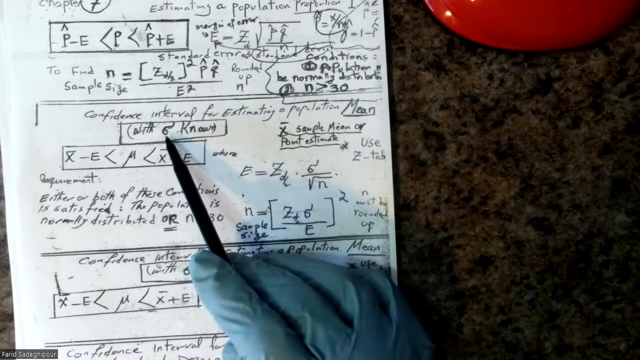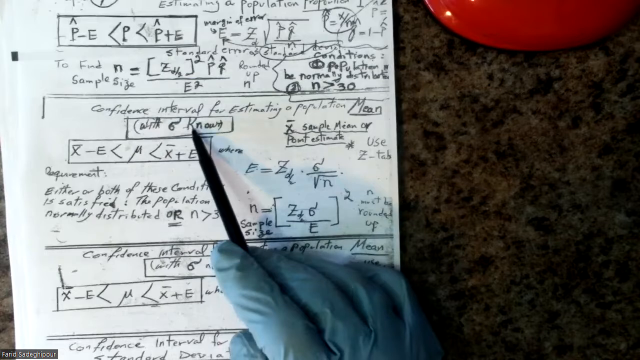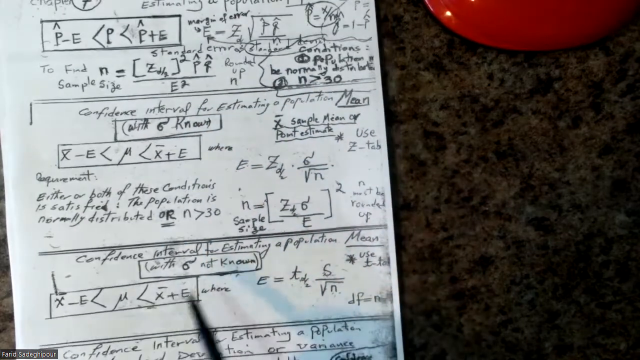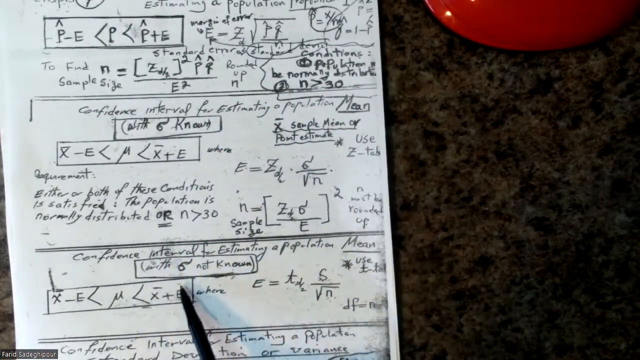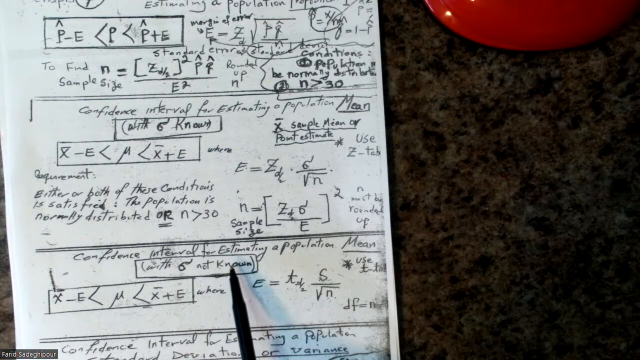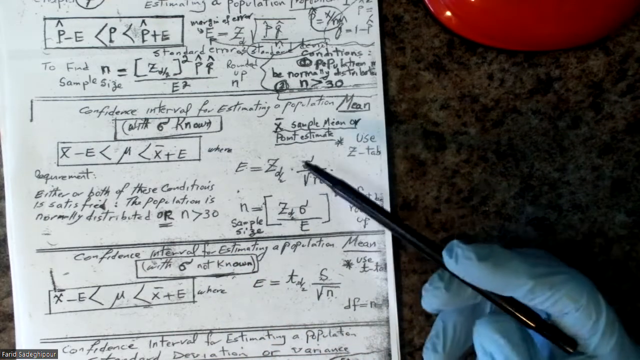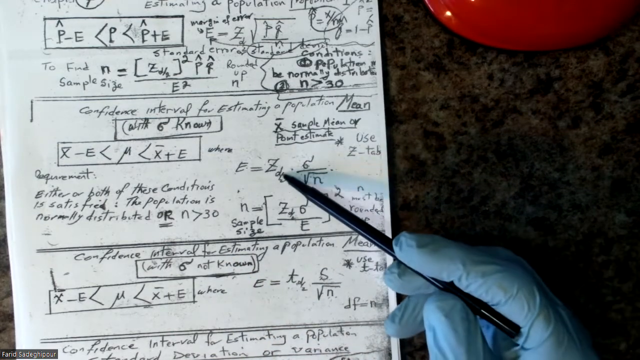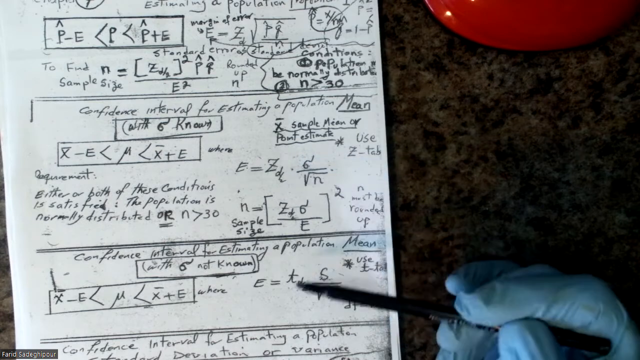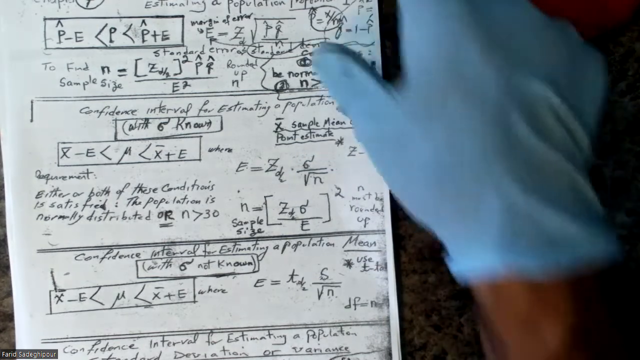One is when the standard deviation of the population is given or is known, and the second is when the standard deviation is not given or is not known. The formulas are the same. The only difference is here we are using the z-table versus the t-table in this case.